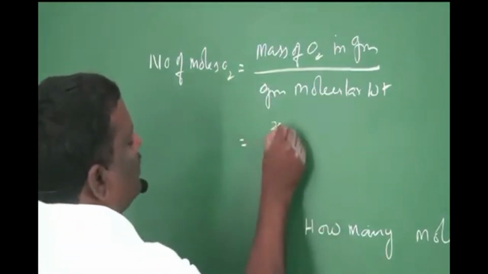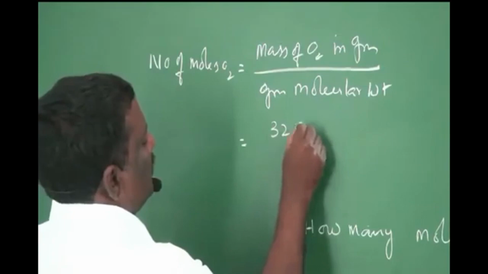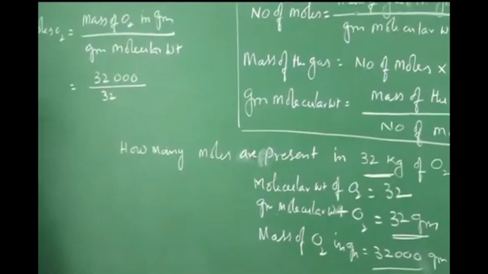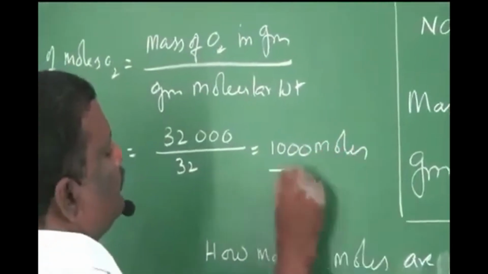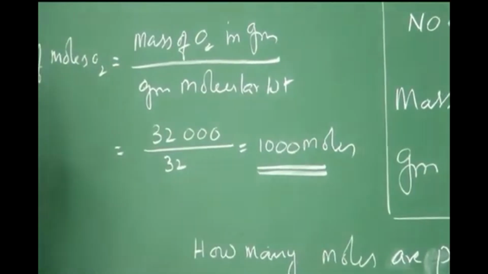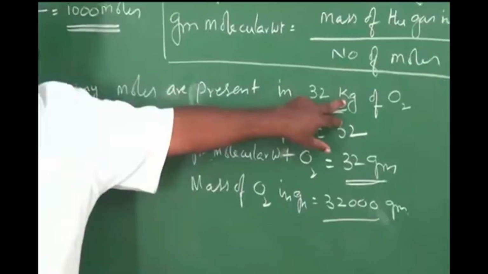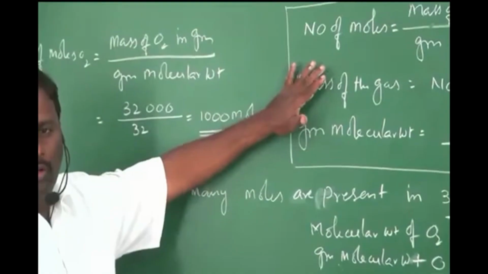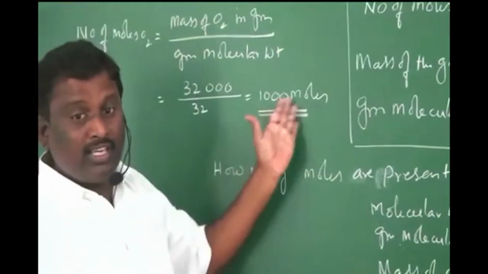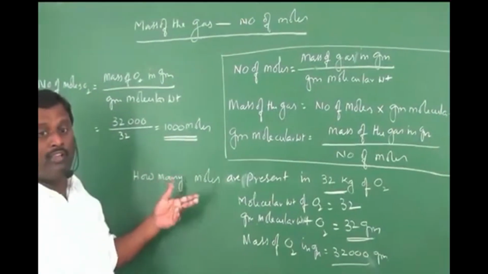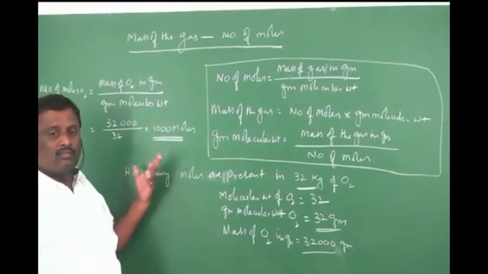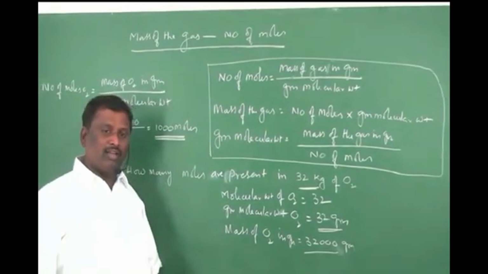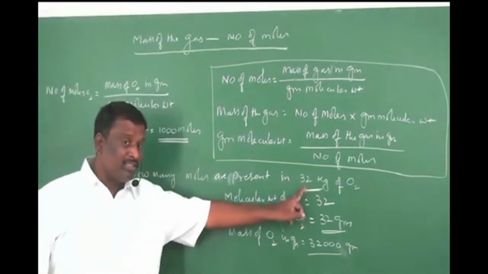So, mass of the gas in grams is equal to 32,000. Then what is the gram molecular weight of oxygen? The gram molecular weight of oxygen is 32 grams. So, 32,000 by 32 is equal to 1,000 moles. Most of the students will get confused in this aspect. Without concentrating on the units, they simply write 32 by 32 as 1 mole. See how much error you are making. For 1,000 moles, you are giving the answer as 1 mole. So your answer is 1,000 times far away from the real answer if you do not concentrate on units.